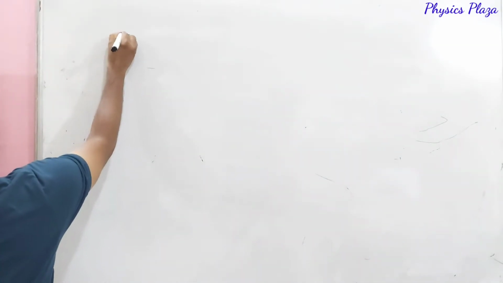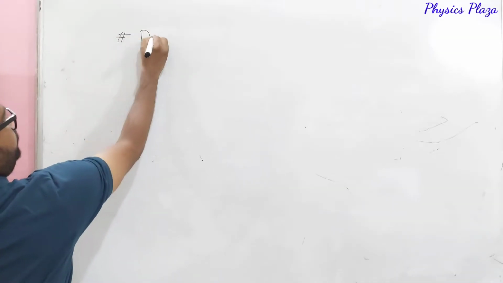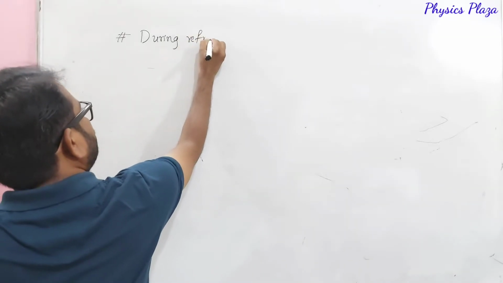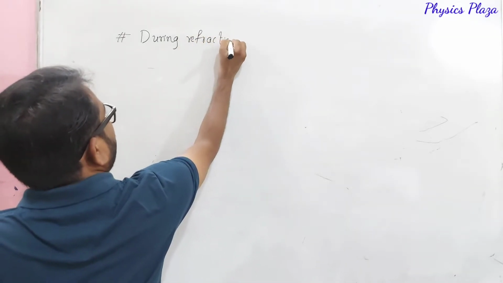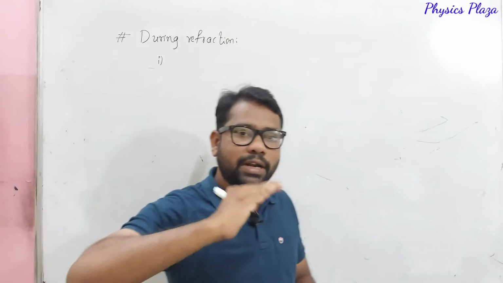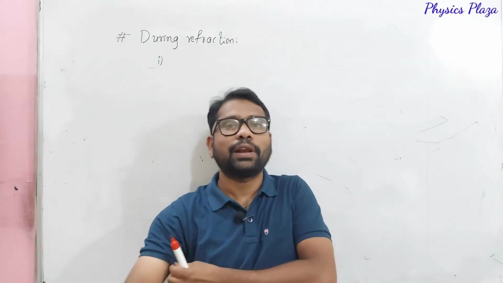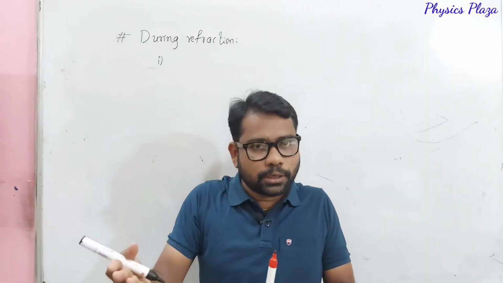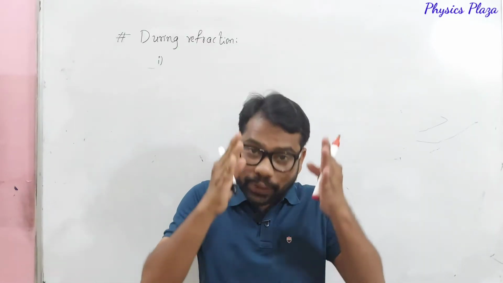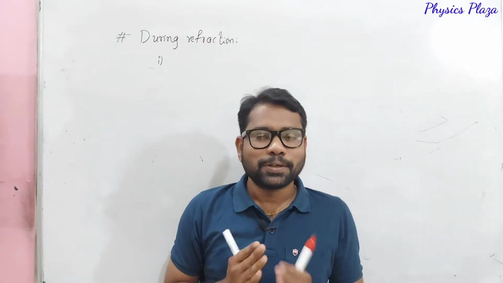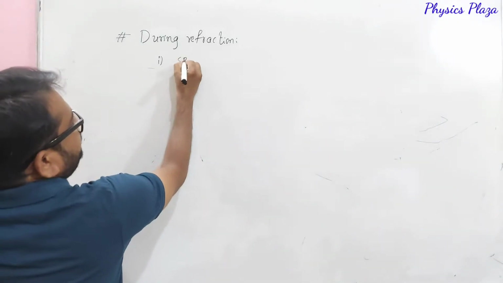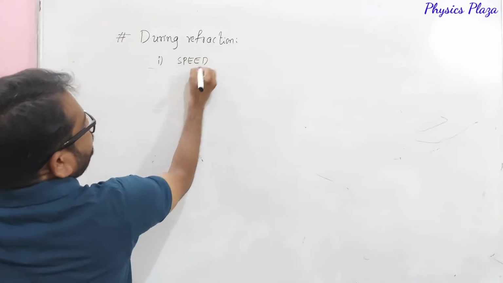This one, first point, during refraction. Dear children, it's very clear that whenever light moves from one transparent medium to another transparent medium, either the light speeds up or slows down, which means the speed of the light changes. Because of that only refraction is occurring, right? So definitely during refraction, speed will change. Very important. Speed will change.